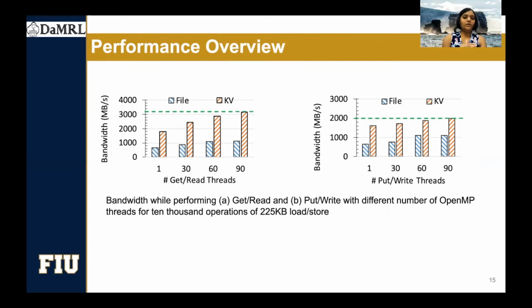But while we are using the block device, which is the blue bar, we are nowhere near saturating the available bandwidth of the device, which is shown by the green dotted line on the top. This is the available bandwidth taken from the data sheet of the device. But with the KV device, with a higher number of threads, we are able to saturate the bandwidth. So that's good. And we see consistent behavior for both get and put as well.